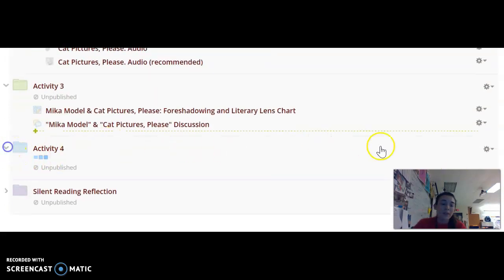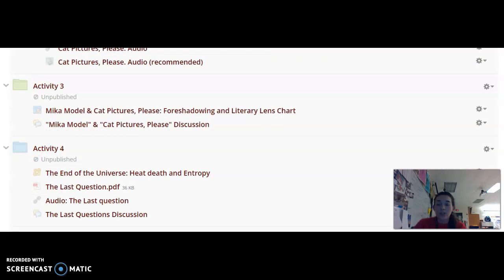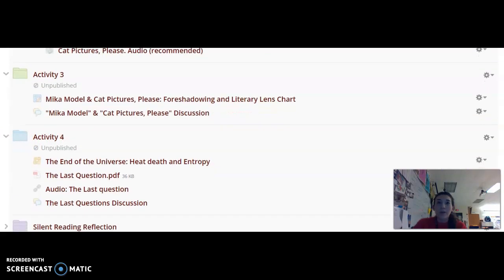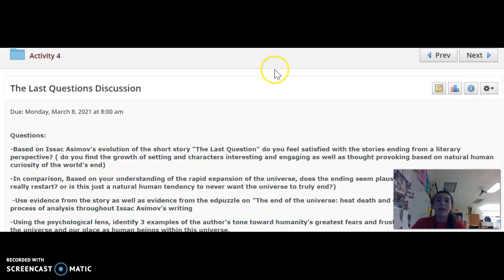Then for activity 4, we are shifting into another element of technology and scientific discovery based science fiction. We're going to be looking at the end of the universe, and we're going to talk a little bit about heat death and entropy through this Edpuzzle. We then have a short story that is called The Last Question. There is an audio option available through YouTube for The Last Question. And then we also have a discussion post.